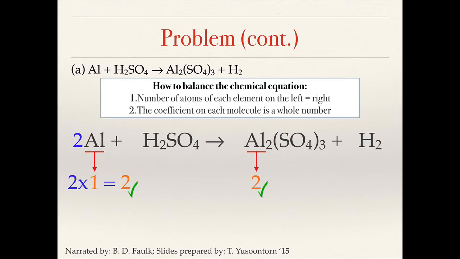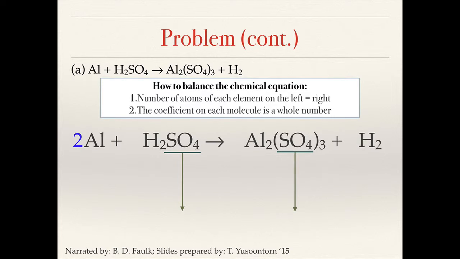As a good rule too, we can also group polyatomic ions. So notice that there are sulfates. Instead of balancing the sulfur and the oxygen independently, we can balance them as a group in terms of the sulfate unit. So we have one sulfate on the left, 3 on the right. So we can add a 3 in front of the sulfuric acid. Now we have 3 sulfates on the left and 3 on the right. So that's good.